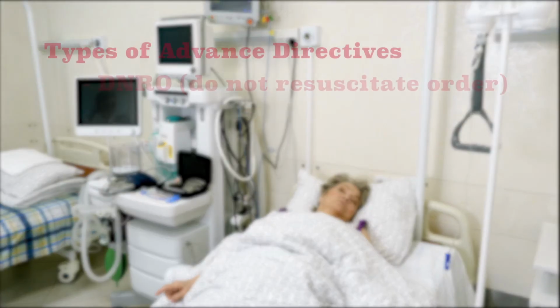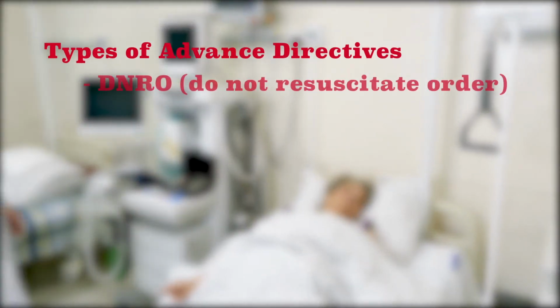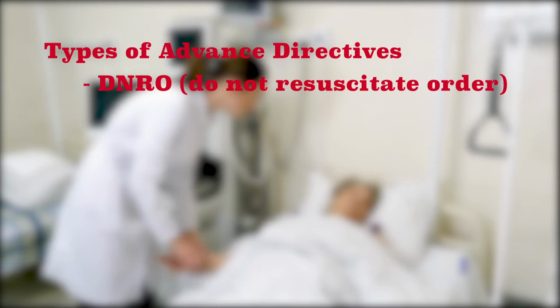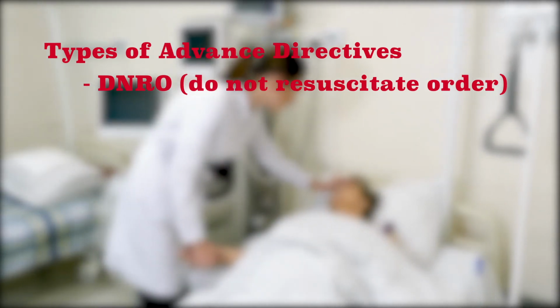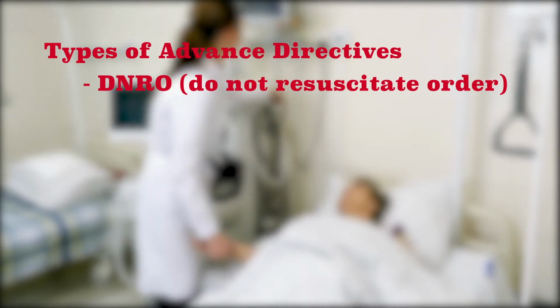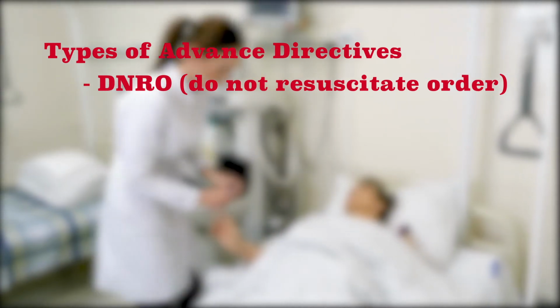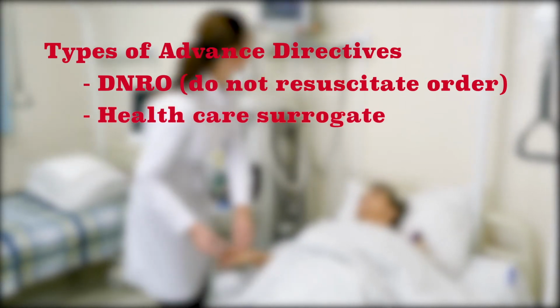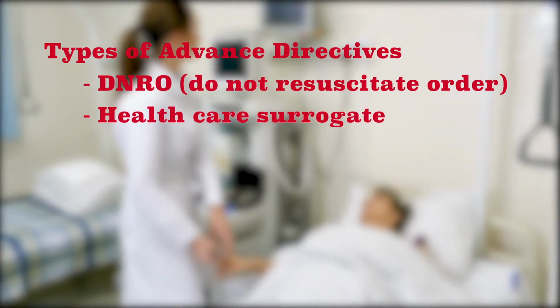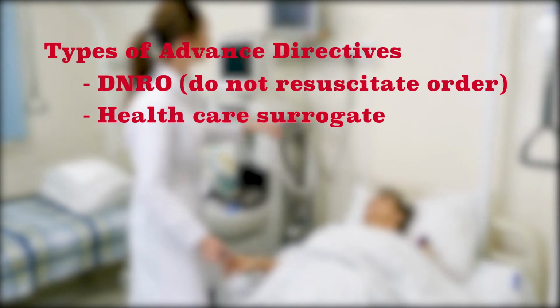Advanced directives are any type of document that explains or relates to end-of-life wishes. The simplest form of an advanced directive would probably be the DNR, the Do Not Resuscitate form people sign when they don't wish to have CPR performed or go on a ventilator and so forth. Then we move into things such as healthcare surrogacy forms, where you name somebody you wish to act on your behalf in the event that you become unable to express your own wishes regarding end-of-life care.